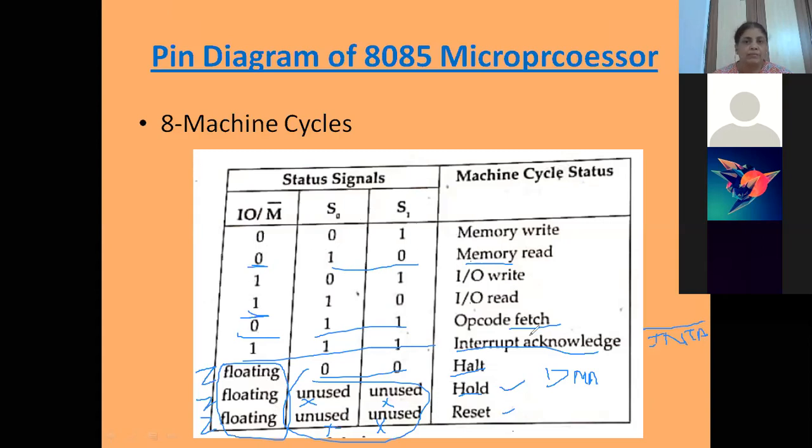After getting this signal, it will not matter. So that's why it is represented with X, don't care condition. In some books it is written unused because we are not bothering about the status after getting hold or reset signal. Okay. And this floating means Z.